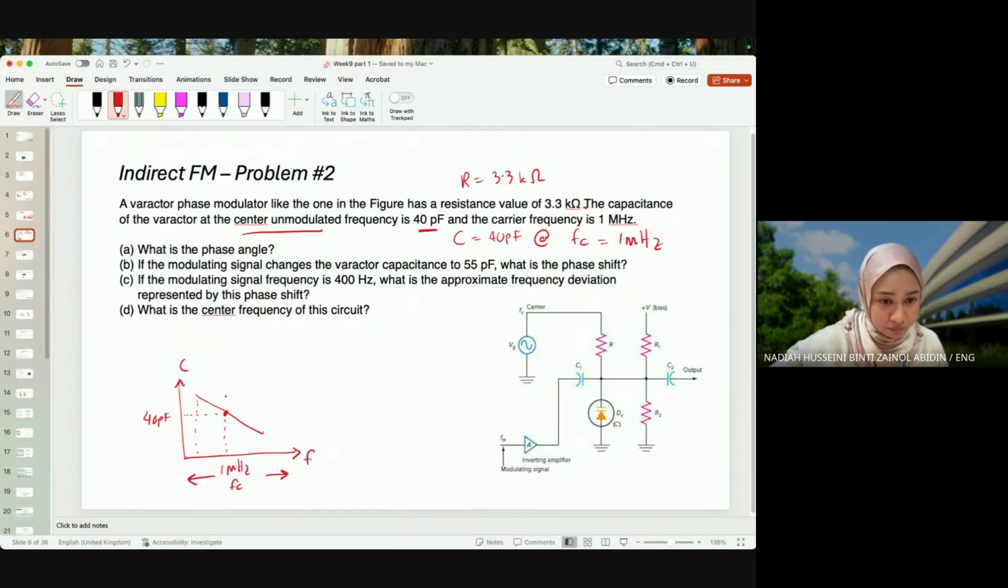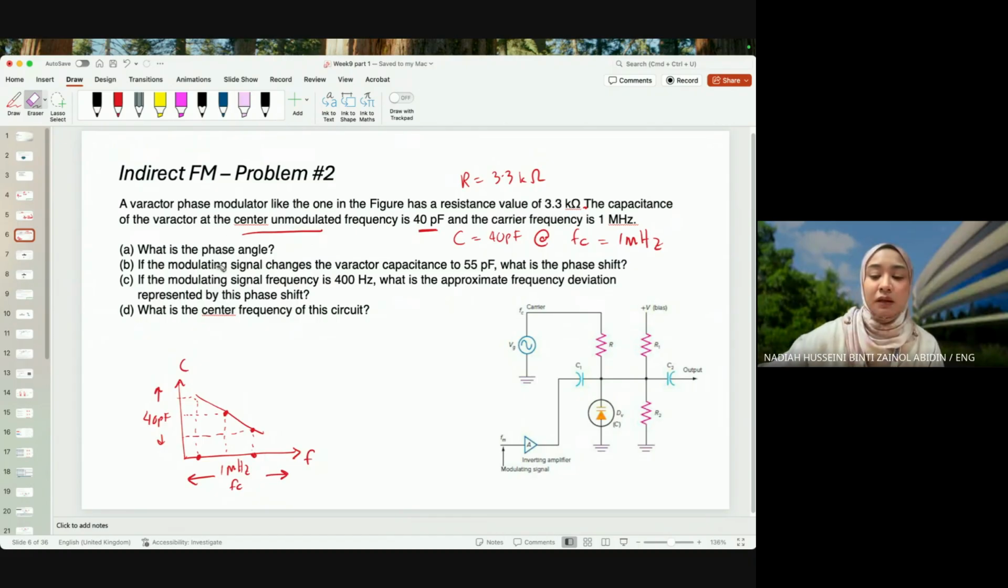So this is increasing, this guy goes down. And this is decreasing the frequency over here, and this gives us a higher capacitance value. So this is how a VCO works, or a varactor works. You change the frequency or you change the voltage, you get a different capacitance.